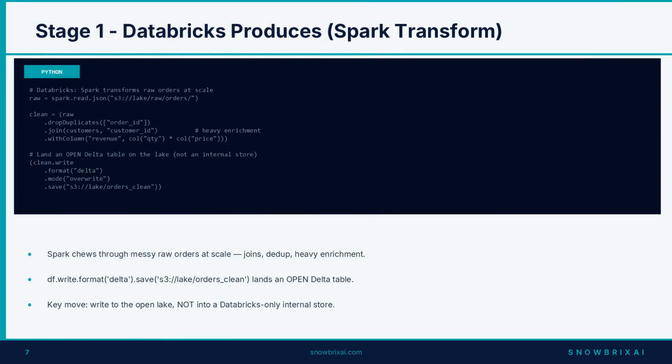Let me show you stage 1 in code where Databricks produces. Spark is built for this. It chews through messy raw orders at scale. Joins, dedup, heavy enrichment, all distributed across the cluster. Then comes the one line that matters most. df.write.format delta, saved to the lake path on object storage. That single call lands an open Delta table, readable by anyone, owned by no one. Here is the key move: write to the open lake, never into a Databricks-only internal store. Open is what makes the next two stages possible.